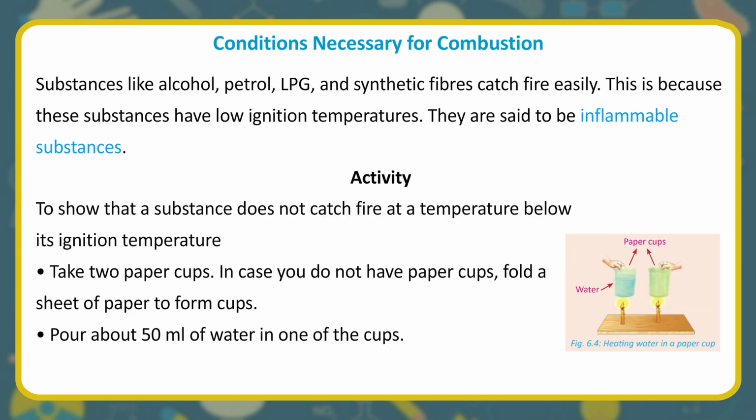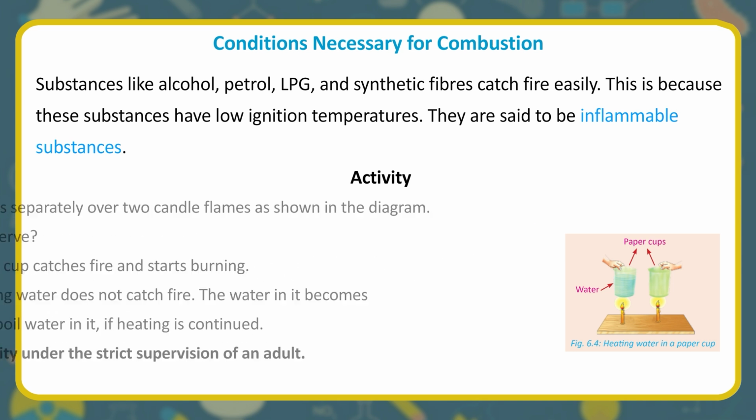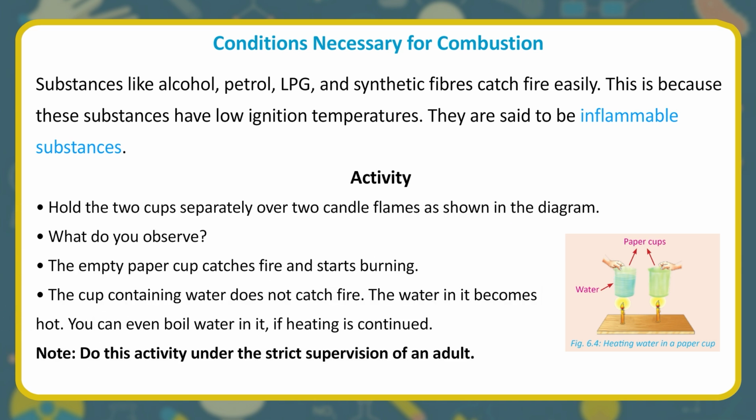Activity. To show that a substance does not catch fire at a temperature below its ignition temperature, take 2 paper cups. In case you do not have paper cups, fold a sheet of paper to form cups. Pour about 50 milliliters of water in one of the cups. Hold the 2 cups separately over 2 candle flames as shown in the diagram. What do you observe? The empty paper cup catches fire and starts burning. The cup containing water does not catch fire. The water in it becomes hot. You can even boil water in it, if heating is continued.